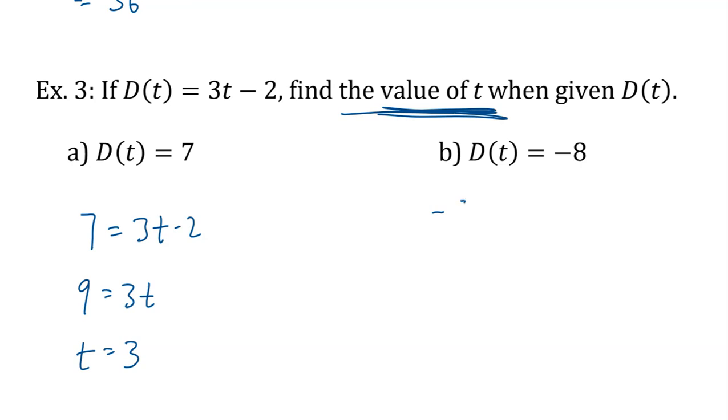Couple more. So negative 8 equals 3t minus 2. Now what's interesting is it's always going to be 3t minus 2, so it's always going to be the same 2 steps. What did I do in the first case? I added 2, divided by 3. Well, that's what I'm going to do again. I'm going to add 2, but now I'm adding them to a negative, so that should give me negative 6. Then I'm going to divide by 3. Negative 6 divided by 3 is negative 2. So t is negative 2.